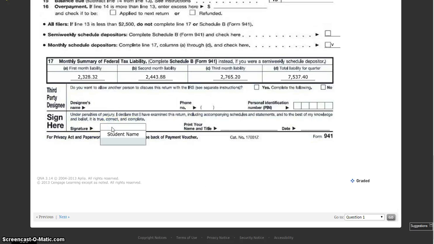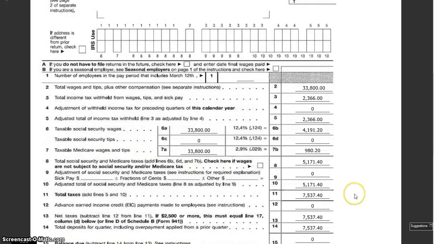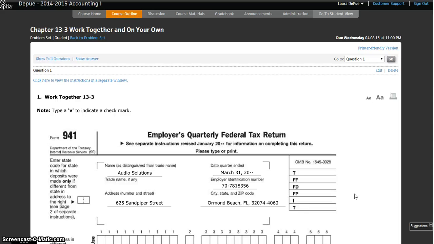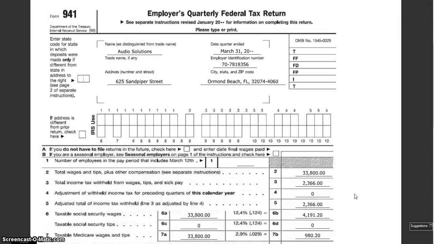Finally, we just have to have our student name here for our signature. Our title was the manager, and the date was the end of this quarter for 4/24. So that concludes our 13-3 work together. It does look trickier than it really is.